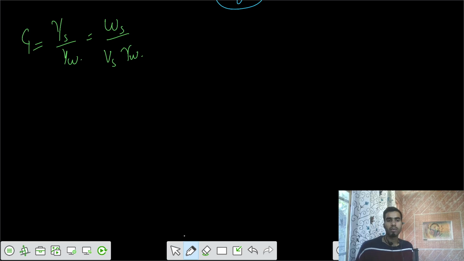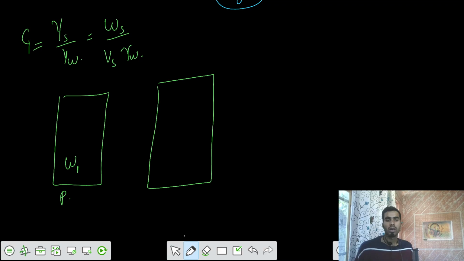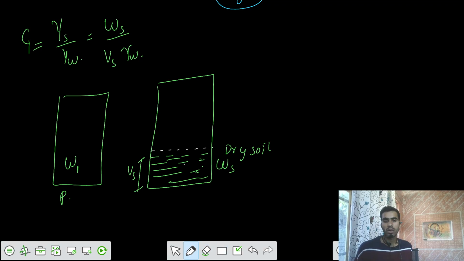Let's say that we have that same pycnometer bottle. This is some W1, that is the pycnometer only. After that we are going to have some soil. Let's say this is our soil placed here. This is the weight of solids and this is the volume of solids. This is only dry soil. It's not moist. If it is not moist, that means we don't have any water left. This is only dry soil.